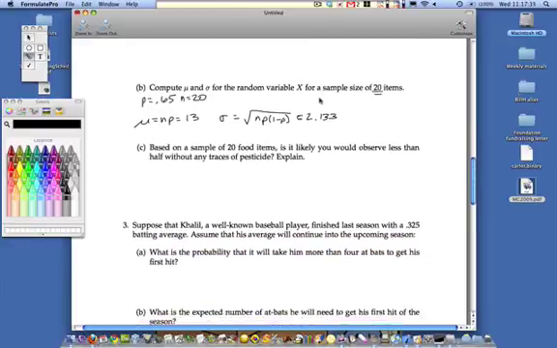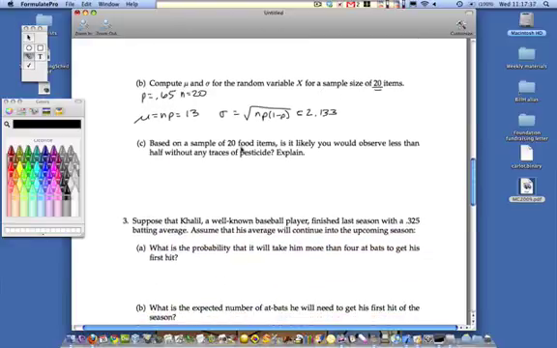Based on a sample of 20 food items, is it likely you would observe less than half? Be careful, guys. Less than half is the probability that x is less than or equal to 9. Half is 10. It says less than half, so 10 should not be included here. And if we do our little diagram here, 9, 10, 11, up to 20, we're looking at this probability right here.